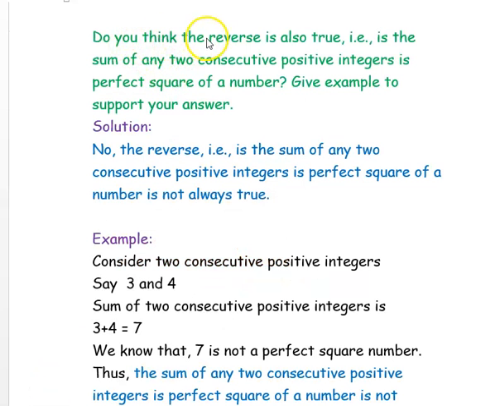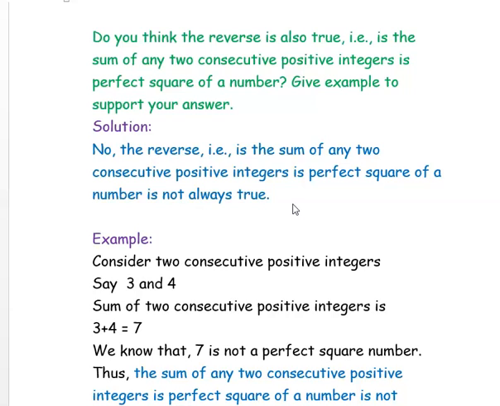Next question is, do you think the reverse is also true? That is, the sum of any two consecutive positive integers is a perfect square of a number? Give example to support your answer. So solution, I am saying that no. The reverse, that is the sum of any two consecutive positive integers is a perfect square of a number, is not always true. Okay, sometimes it's true, but it's not always true.